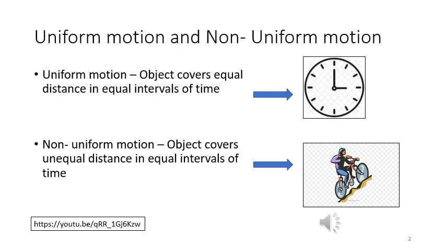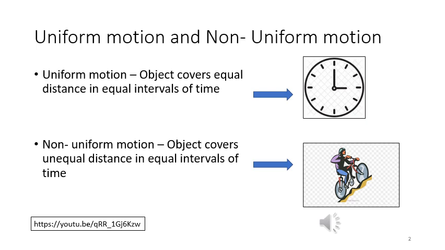Look at the picture. Can you see the hands of the wall clock? Do you realize that the arms of the wall clock cover equal distance in equal time interval, and that is why we use a wall clock, right? So every arm of that wall clock is going to cover equal distance in equal interval of time. This is called uniform motion.